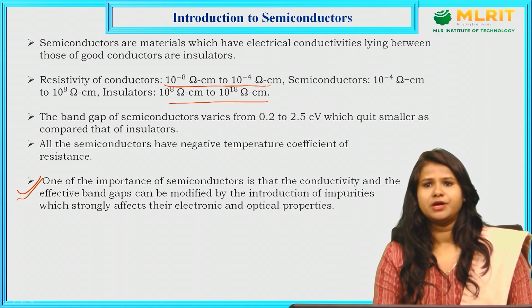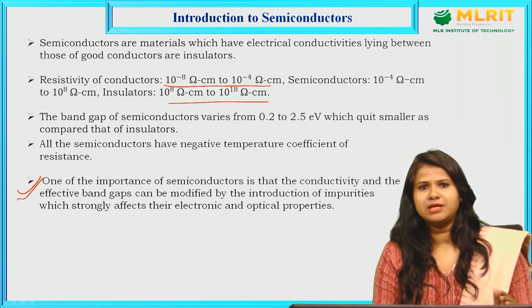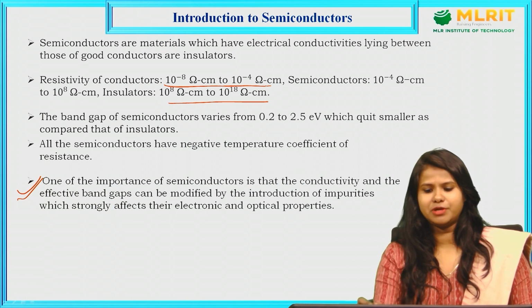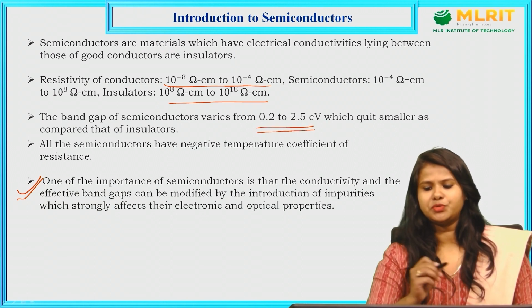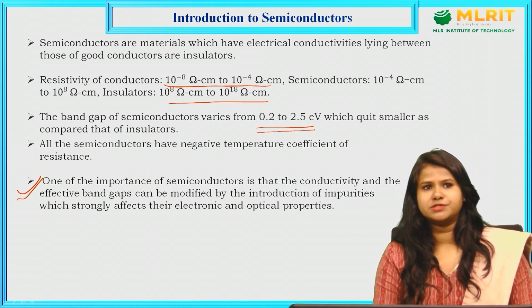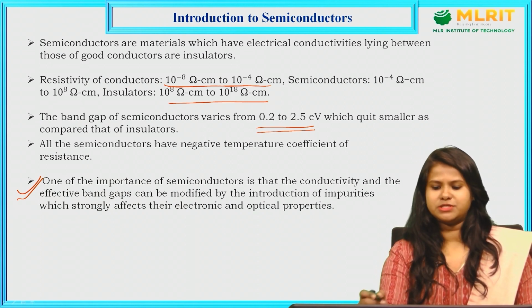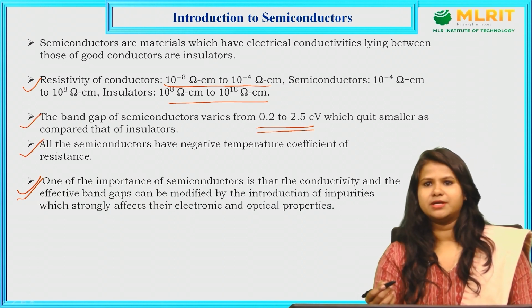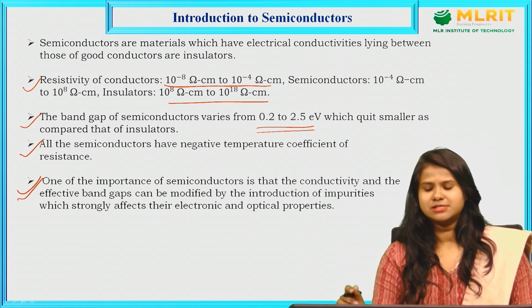Again, we can classify this on the basis of band gap. Band gap is nothing but the distance between the valence band and the conduction band. Here the band gap of a semiconductor lies between 0.2 to 2.5 electron volts, and all semiconductors have a negative temperature coefficient. So these are the basic points of semiconductors and how we can classify them.